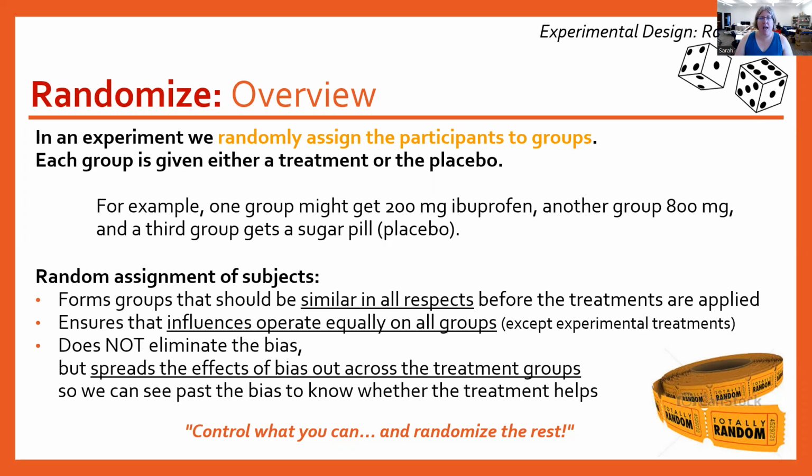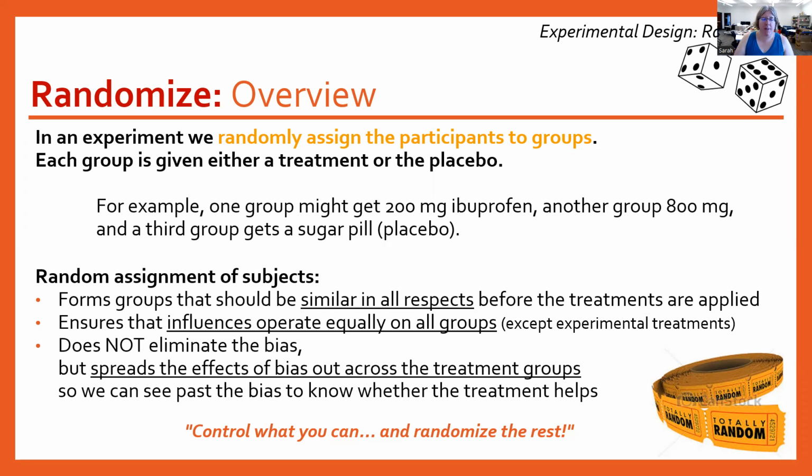So if there are any outside forces that are kind of swaying the results, that should be equal across all groups. And really the only difference that we should see is what that treatment is that the group was assigned to. So the only difference should be whether you're getting a 200 milligram, an 800 milligram, or a sugar pill.